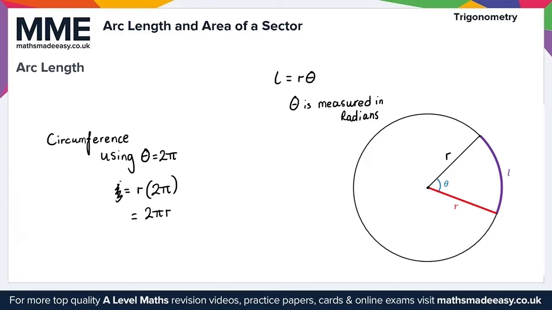So this is the circumference C, which is 2 pi r, or you could write that as pi d, pi times the diameter. That result simply shows how we can obtain the circumference using our formula for the arc length.